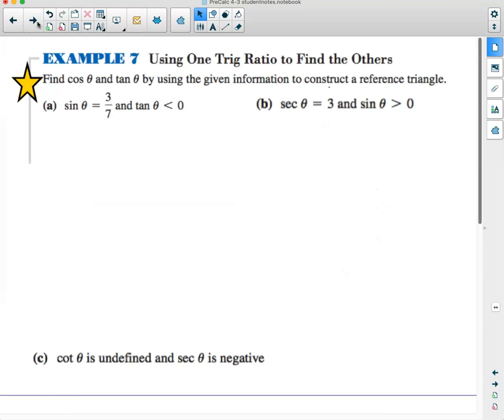Alrighty. So now, trig is like a math puzzle. You're trying to put all the things together that you know to find the things that are missing. And we've got: find cosine of theta and tangent of theta by using the given information to construct a reference triangle. And the overall name of this one is using one trig ratio to find the others. Now, we're not necessarily going to find all 6, but they said, we're giving you one, now find 2 of them for us. Figure out where those are at. And we definitely start with a drawing.